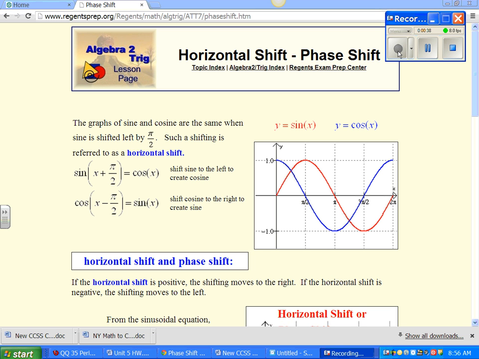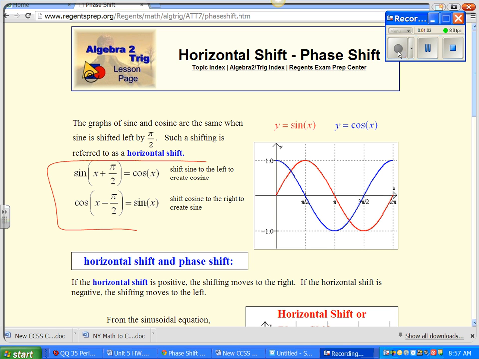All right? Now, sine and cosine are literally just horizontal translations of one another. Okay? There's a phase shift of pi over 2. If I take sine and move it pi over 2 units to the left, I'm now equal to cosine. If I take cosine and move it pi over 2 units to the right, I'm now equal to sine. Okay? So I want you to take these two and write them in your notebook.